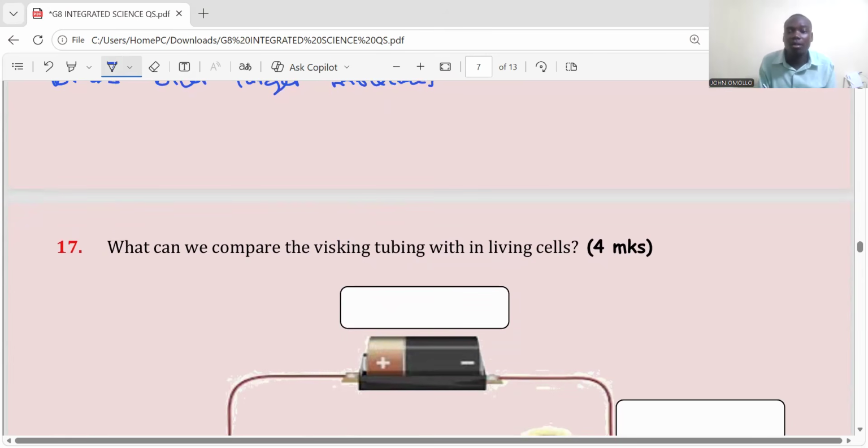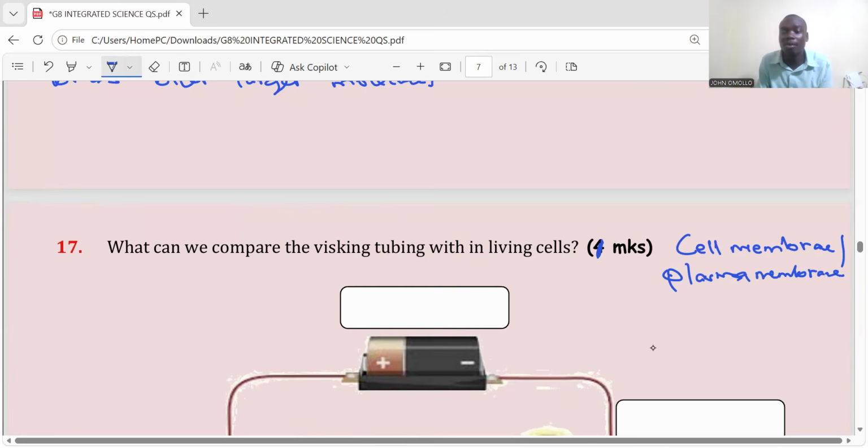This should be 1 mark. So that is just the semi-permeable membrane or cell membrane. In fact, we can compare it with the cell membrane. So our answer in that case is what? Cell membrane or plasma membrane. Remember, they're talking about a living cell. Plasma what? Membrane.